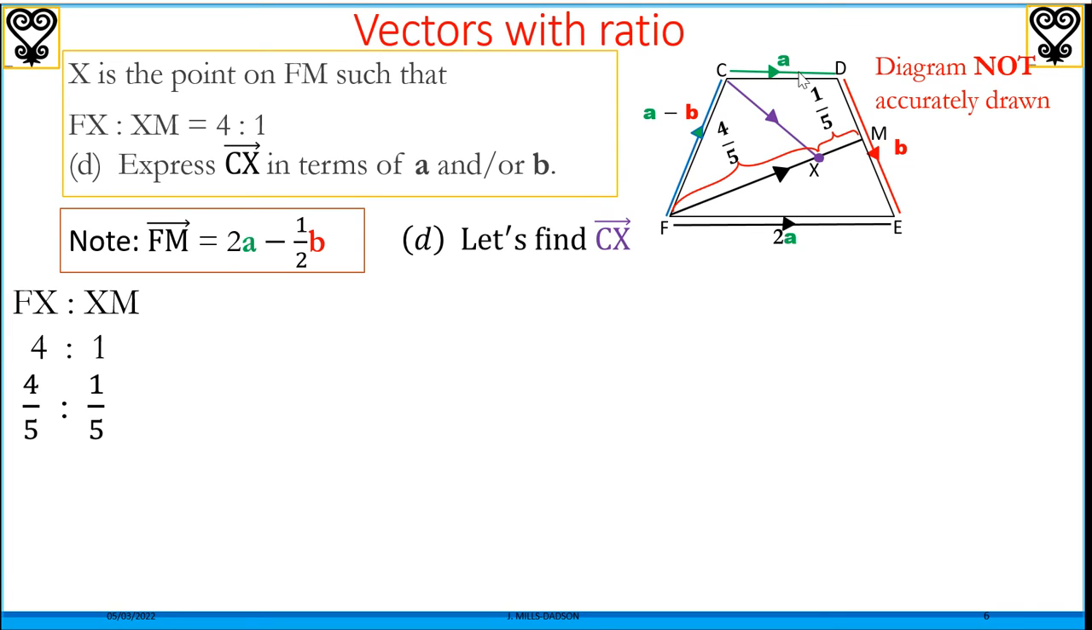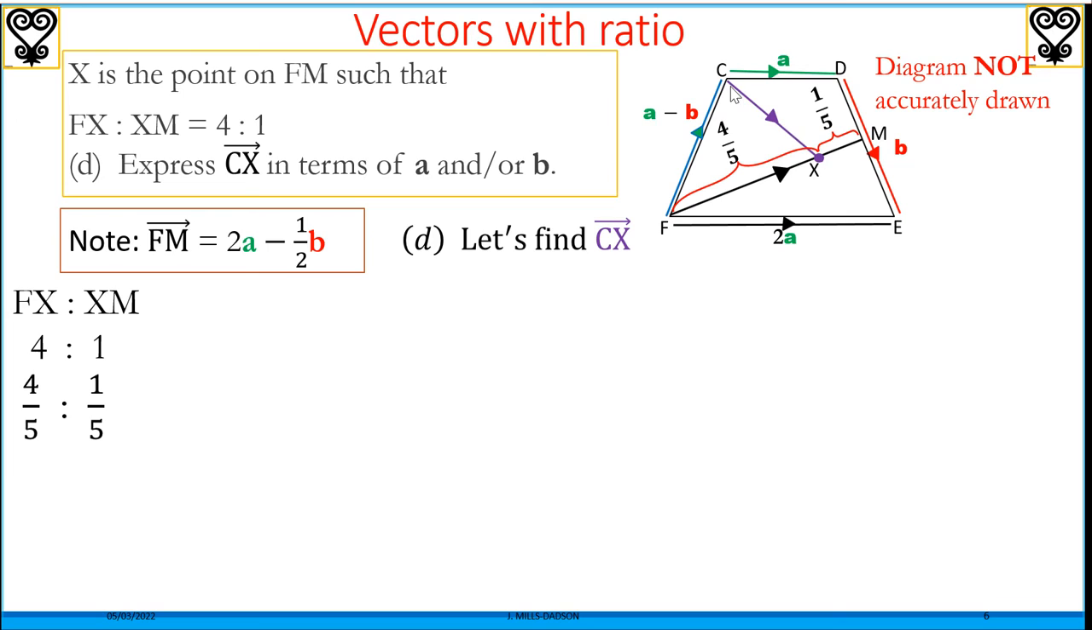Now, you can go through different routes. You can go vector CD plus DM plus vector DX. I want to go vector CF plus FX because I already have FM, so I can do the fraction of FM to work out what FX is.